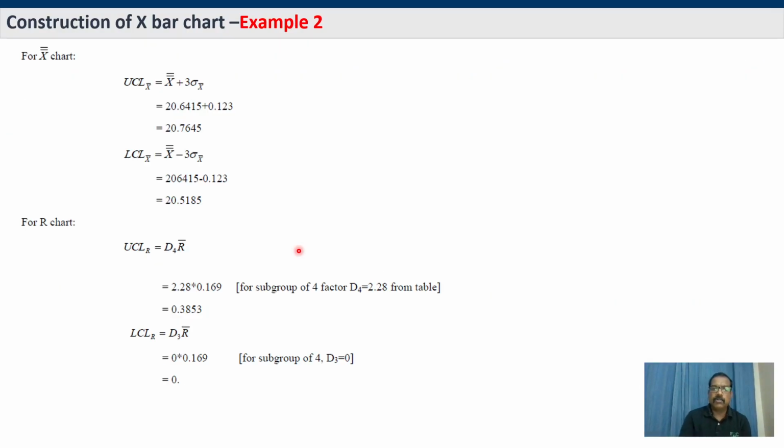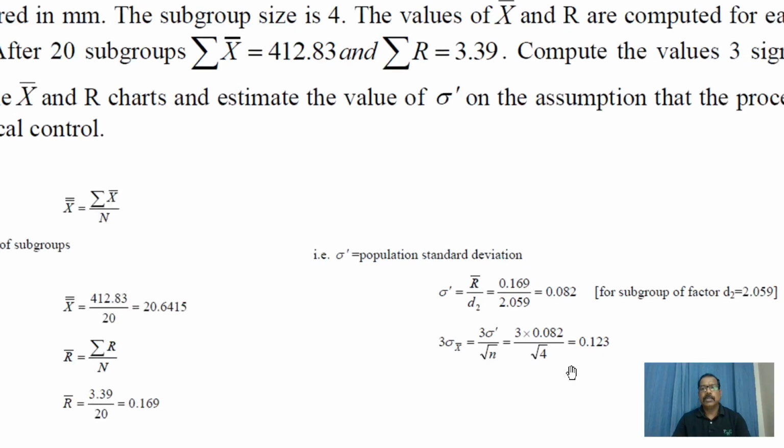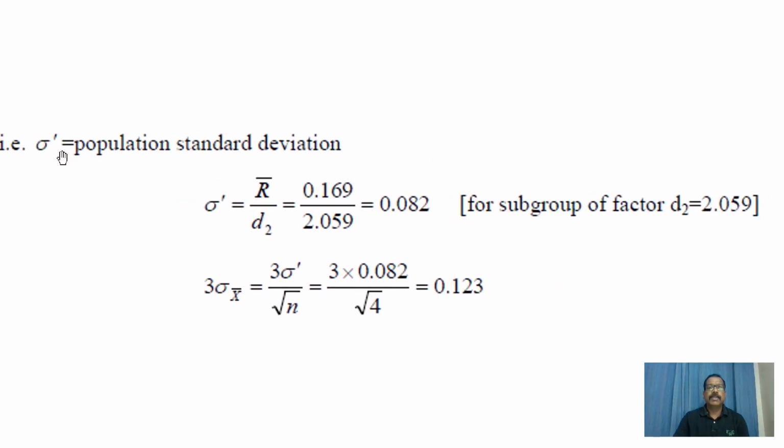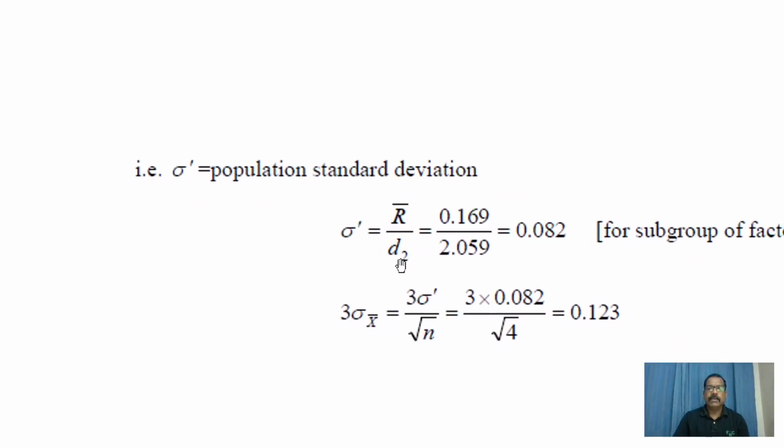So in this one, what are the new things? You should remember how to calculate the population standard deviation. The population standard deviation, represented as sigma dash or sigma prime, equals r bar divided by d2, where r bar is the summation of r divided by n. So r bar divided by d2, small d2; this d2 can be referred from the table.